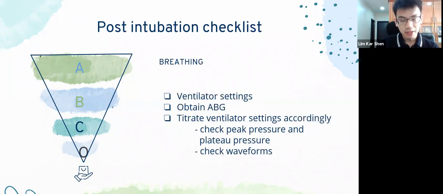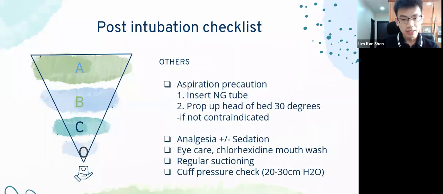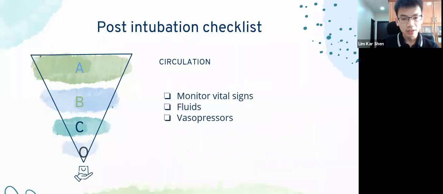Next is breathing. We set the ventilator setting and connect to the ventilator. Obtain an ABG sample 1 hour after and titrate the ventilator setting accordingly. Also check for peak pressure and plateau pressure. In C, circulation, regular monitoring of vital signs, and administer fluids and vasopressor if necessary.